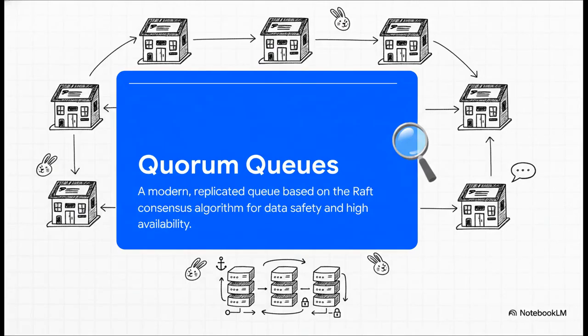RabbitMQ's modern answer to this problem is something called quorum queues. So instead of just one post office, imagine you have a whole network of them, and they're all perfectly in sync. They use a clever consensus algorithm called Raft to make sure that every important message is safely copied across multiple servers. With quorum queues, data safety is job number one.